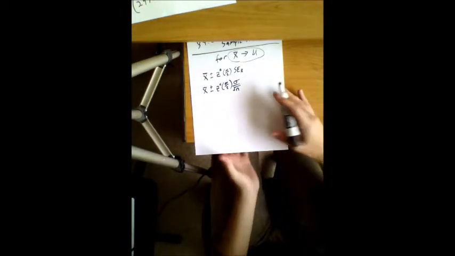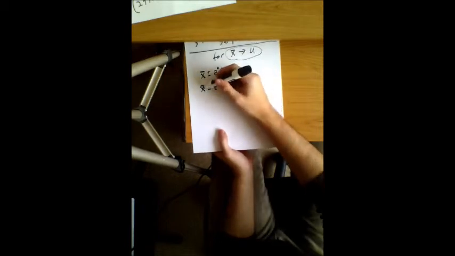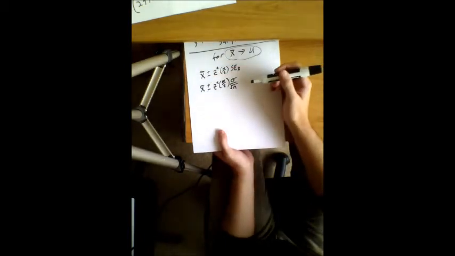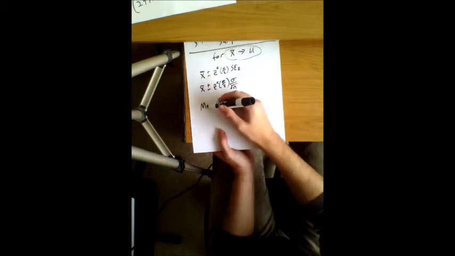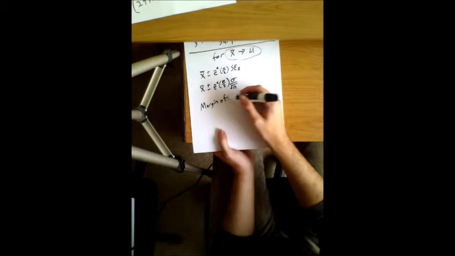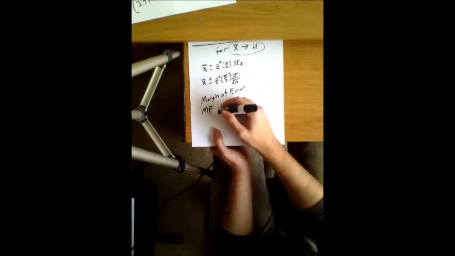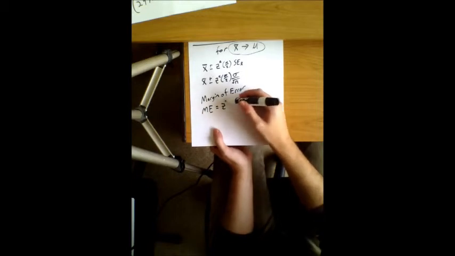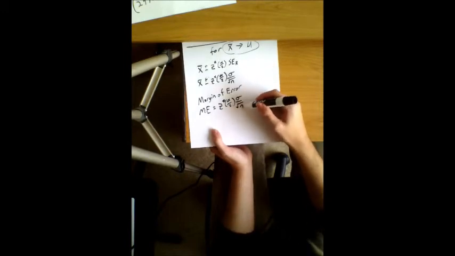Okay, so how much is this thing off by? Well, it's missing to the right and it's missing to the left, right? Adding a little bit above this, a little bit below it. At most, the error, which we will call margin of error, and we'll write it as ME, is equal to Z star of alpha over 2 times the population standard deviation divided by square root of n.